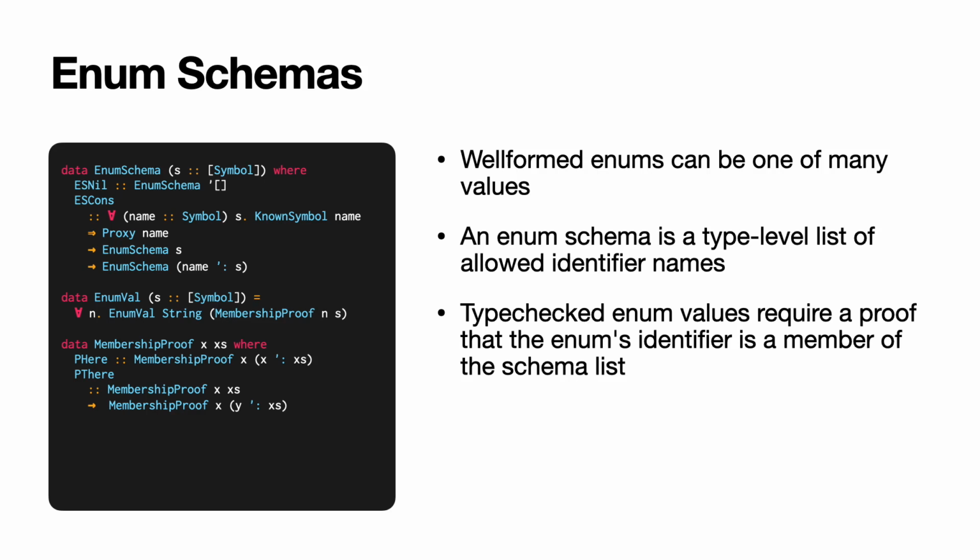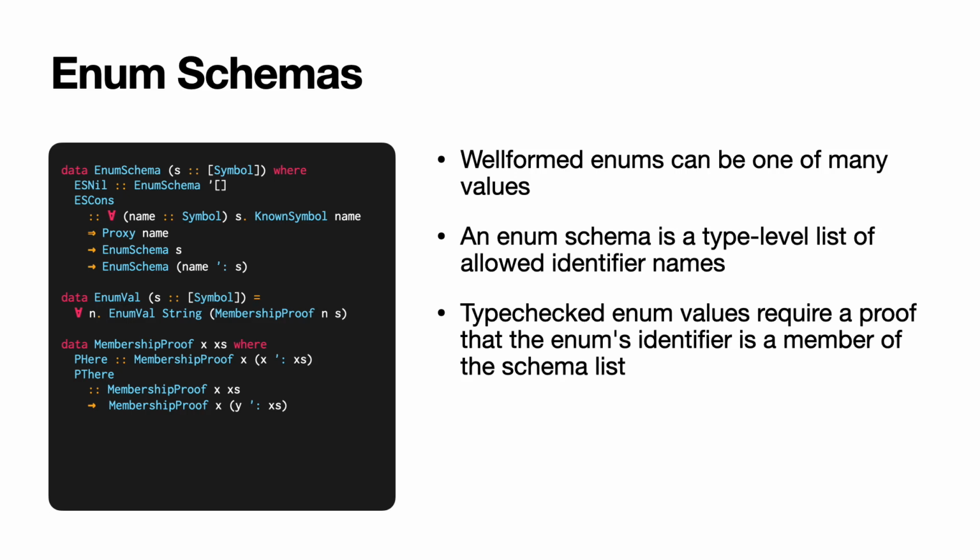Enums are almost the opposite of structs, in that instead of all fields needing to be present, enums just require that one field is present. In this case, the schema kind is just a list of symbols. We don't need additional types of kind Star. An enum value must contain a proof that the particular identifier of that enum is a member of the enum schema. A membership proof is basically a proof by induction.